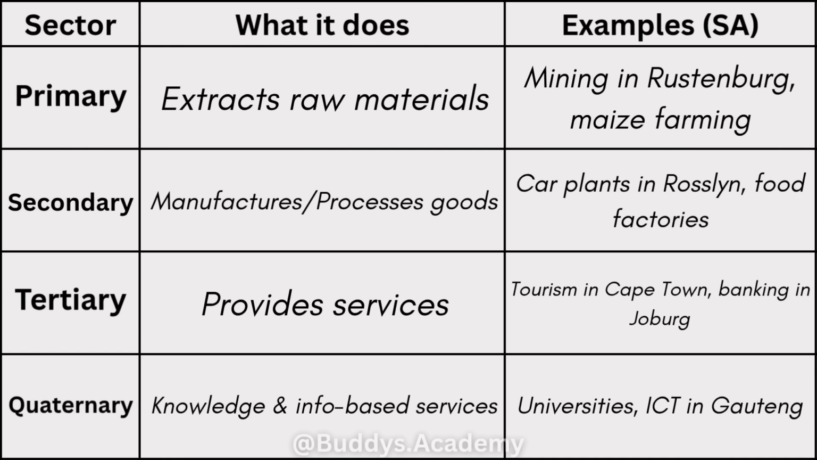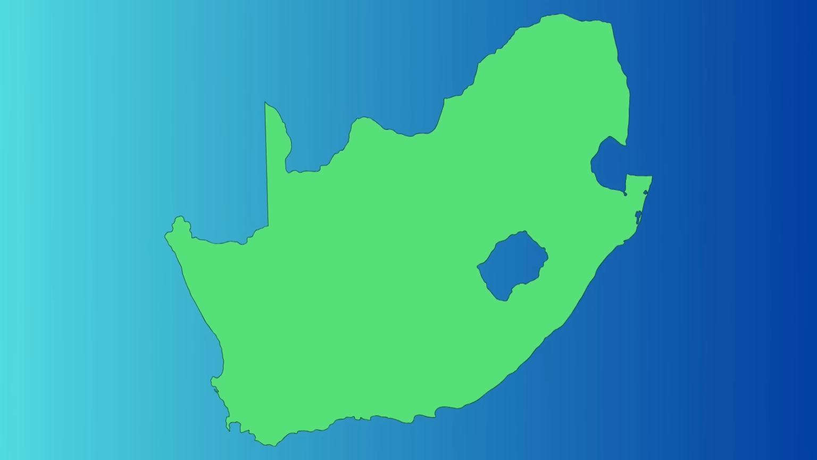And our quaternary sector provides knowledge and information-based services, and examples will be universities and ICT in Gauteng. Now, let's take a look at some definitions that you will need to know throughout the economic geography chapter.